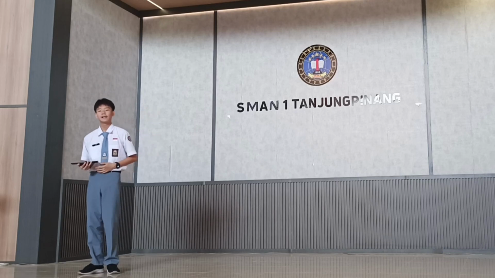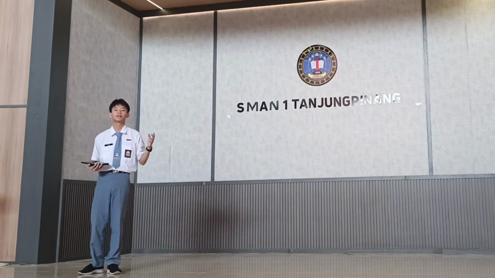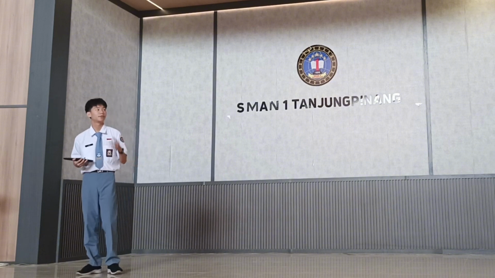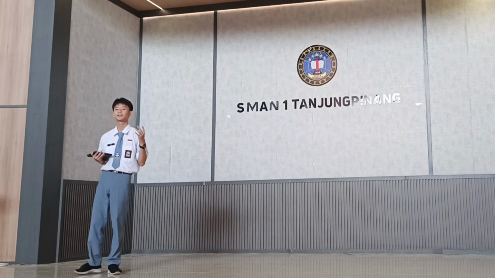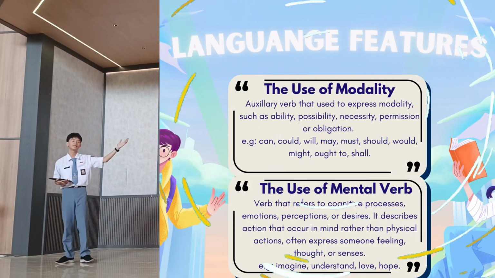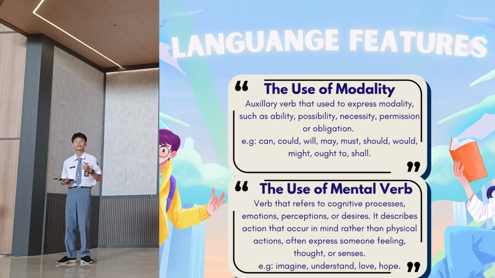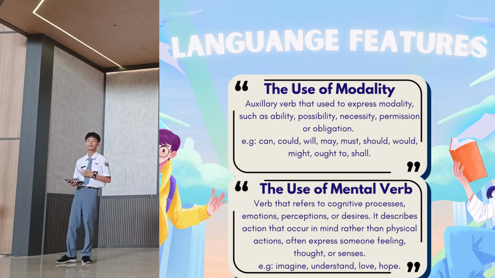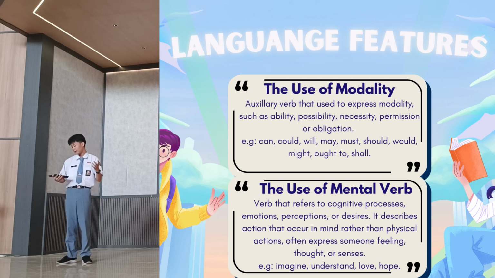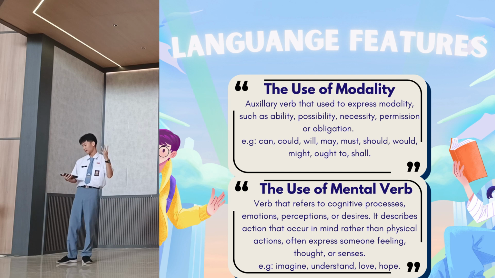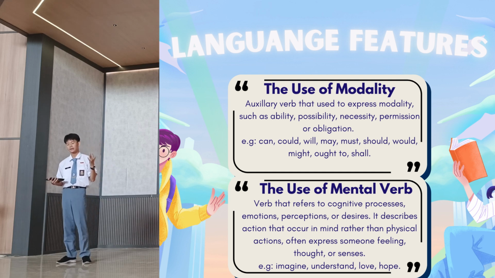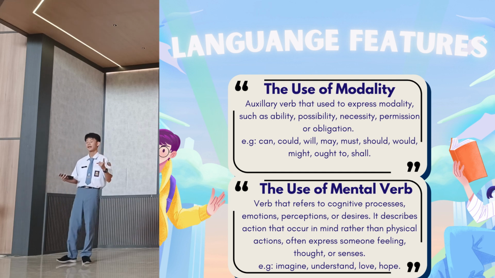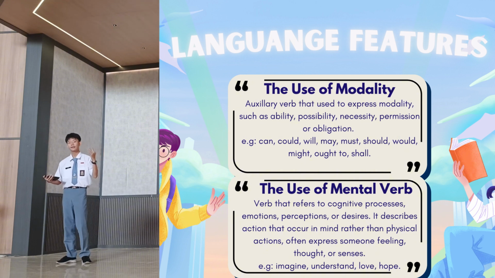Hi there, now I'll explain about the language features of expository text. There are 4 different language features in expository text. The first one is the use of modality. It is used to express modality such as ability, possibility, necessity, permission, or obligation. For example, can, could, will, may, must, should, would, might, and shall.